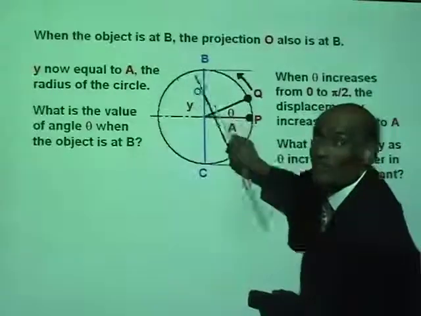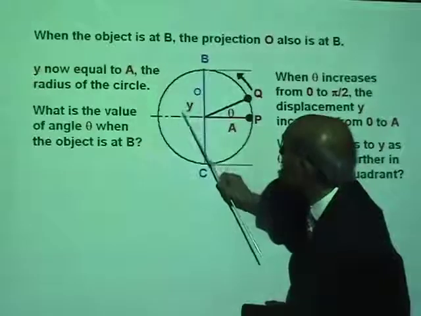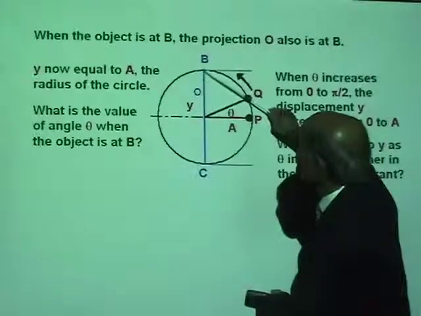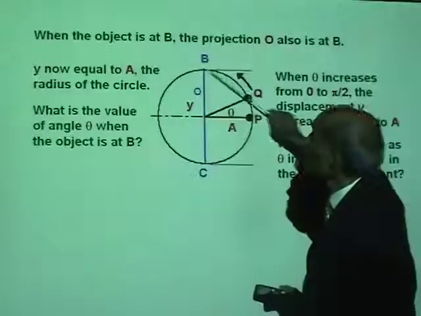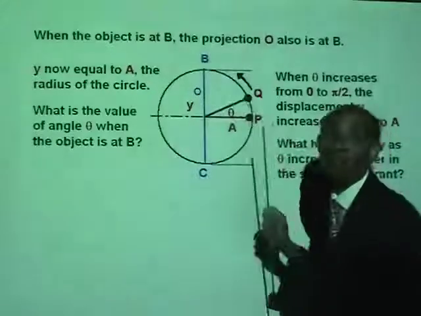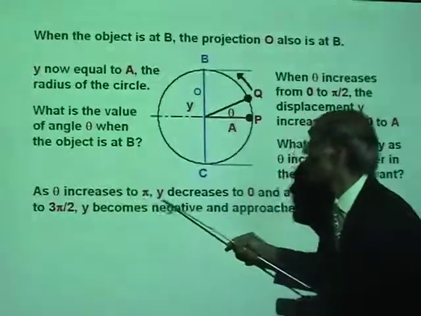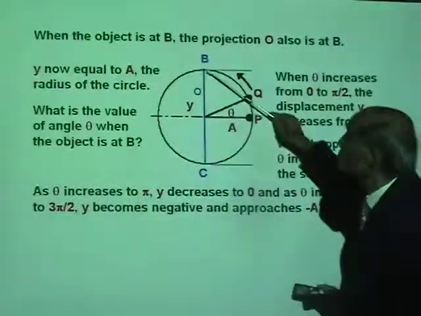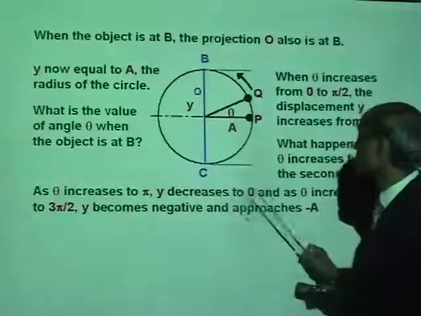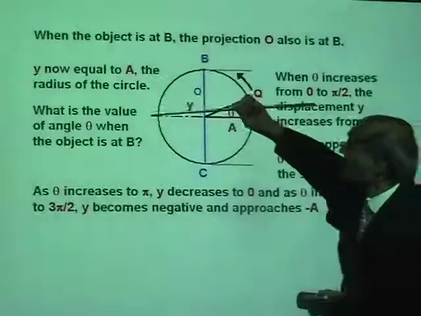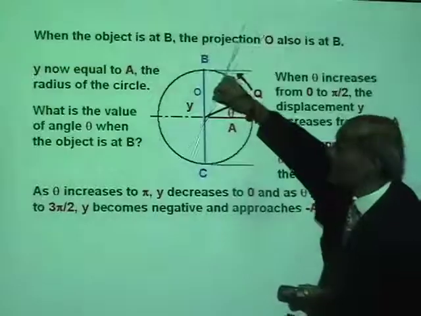Are you understanding this? The angle now increases from pi by 2 to pi. What happens? The projection has now returned to the origin. That means the displacement has now become 0. As theta increases to pi, y decreases to 0 because the projection will come back to the origin. Y will decrease to 0, and then theta increases from pi to 3 pi by 2.